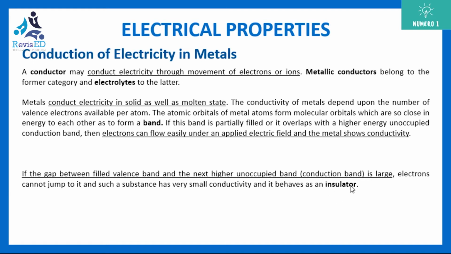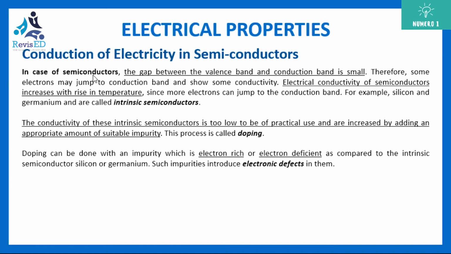Okay. In the same way, insulators are written here. If the energy gap between the filled valence band and the next higher unoccupied band, that is your conduction band, is large, electrons cannot jump. So that's why they have very small conductivity, and these objects are insulators. Now the third category, intermediate between the conductor and insulator, is your semiconductor. Semiconductors have a small energy gap. So the gap between the valence band and conduction band is quite small. Therefore, there is some chance that electrons may jump to the conduction band and show some conductivity.